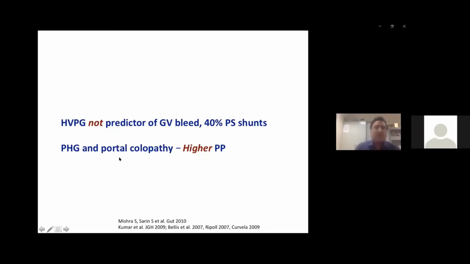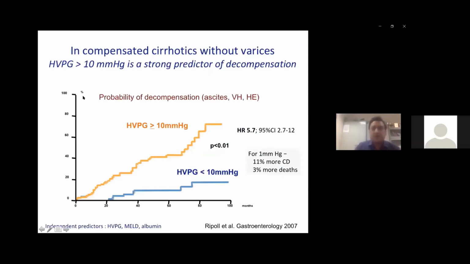But the patients who have findings of severe portal hypertensive gastropathy or portal colopathy on endoscopy tend to have higher portal pressure, and they are a sicker group of patients. So this was one of the classical studies which showed that an HVPG of more than 10 millimeters of mercury, or clinically significant portal hypertension, is the strongest predictor of clinical decompensation in cirrhosis.